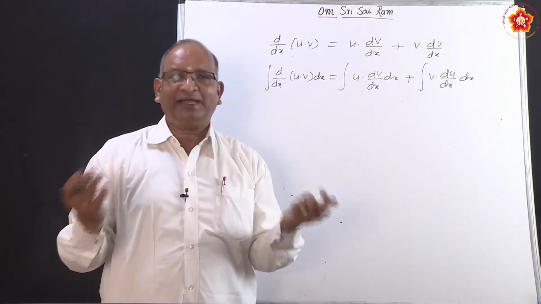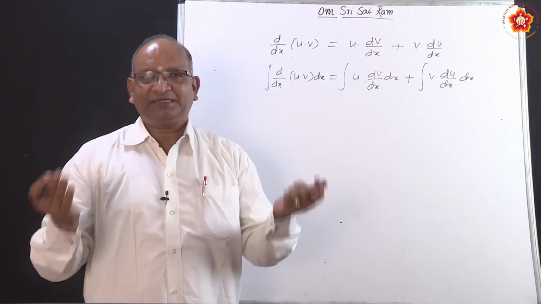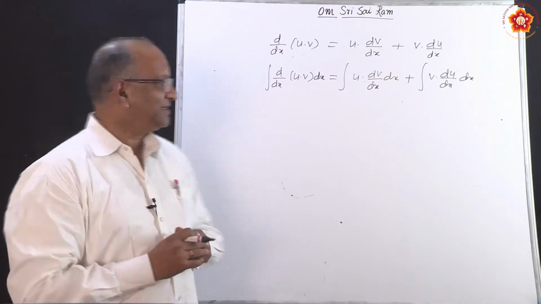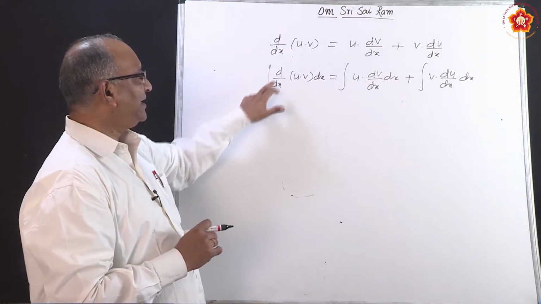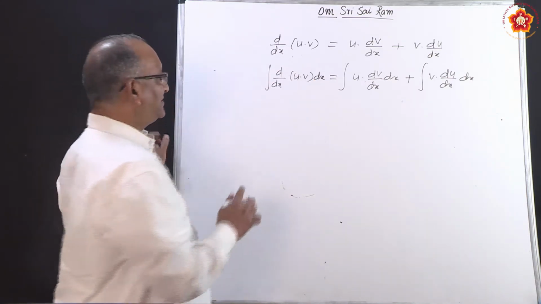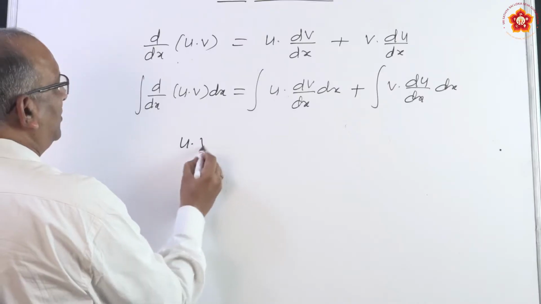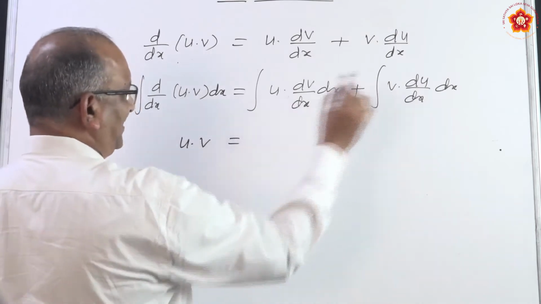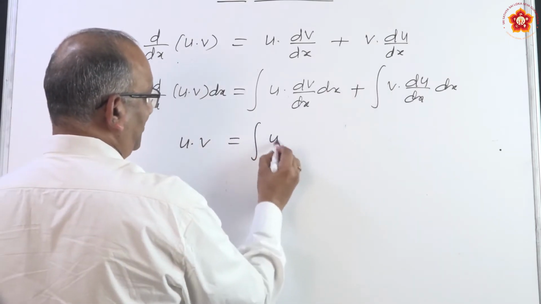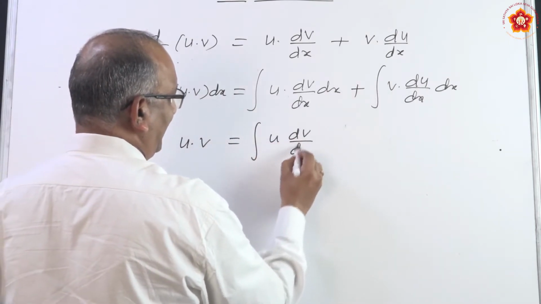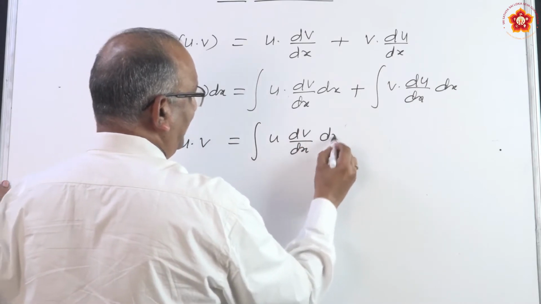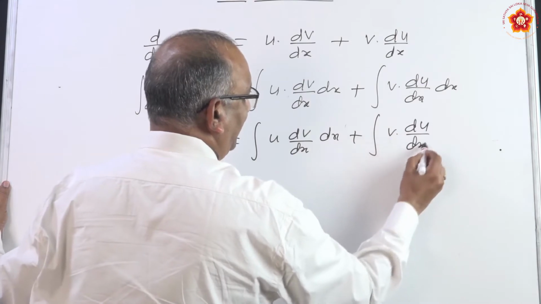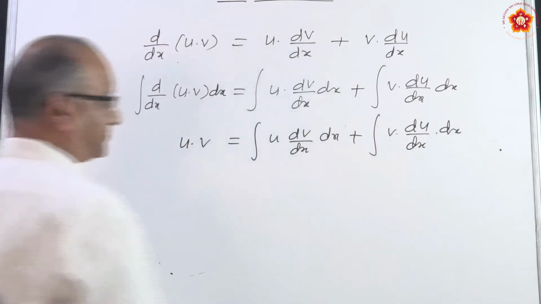Now, we know that differentiation and integration are reciprocal operations. So, as a result, what will happen? The integration of d/dx of uv dx is nothing but u into v. Why? Because both will cancel each other. So, what is left is the integral of u into dv/dx plus the integral of v into du/dx dx.